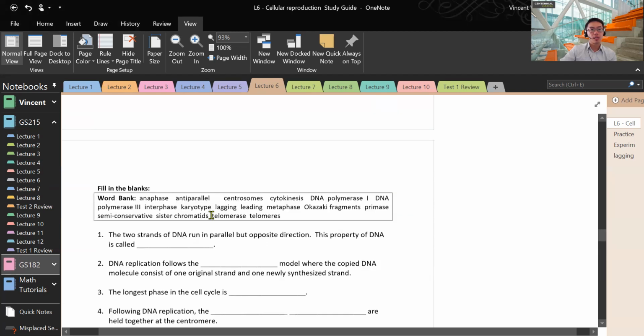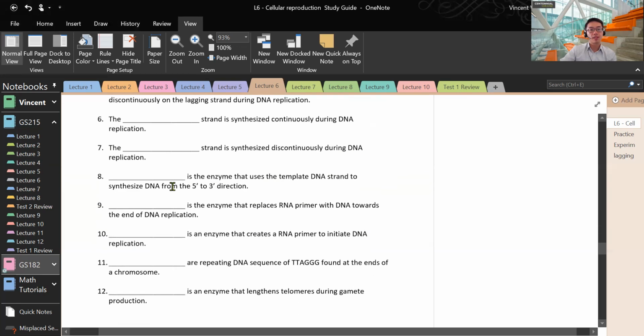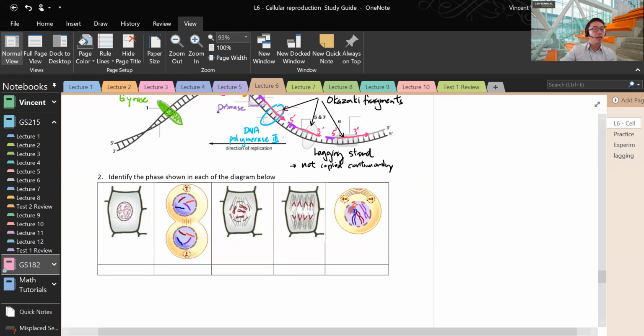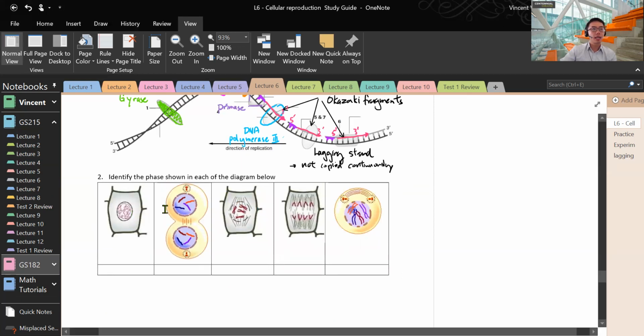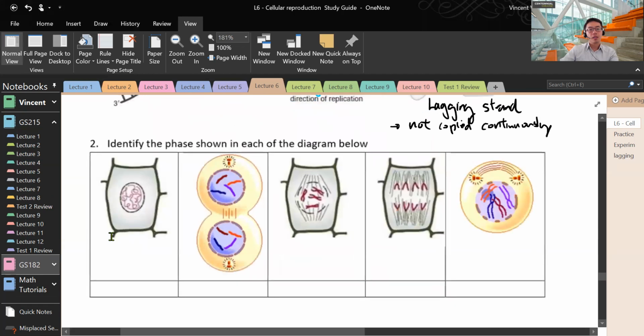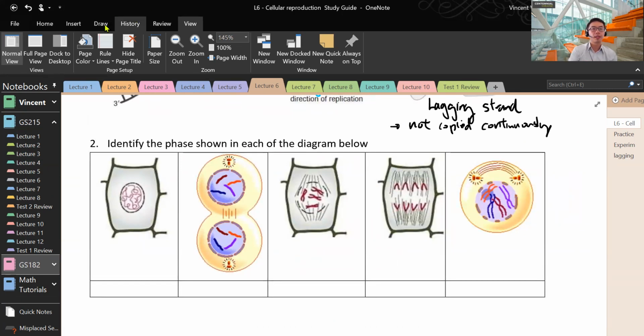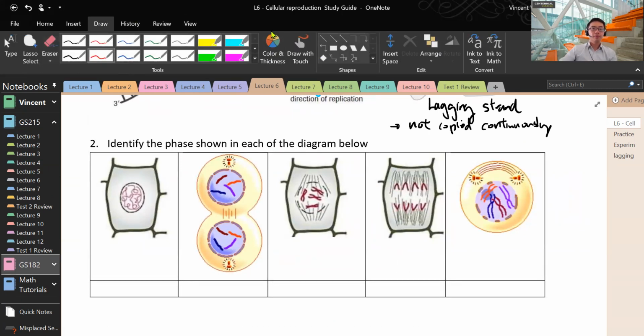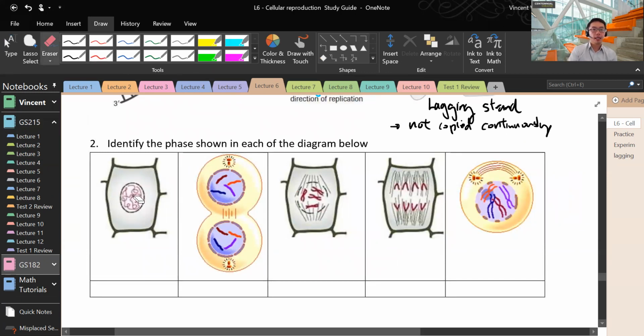I will post the fill in the blanks later so you can check it yourself. And there's just one thing left to do, which is to identify the pictures here in the diagram. Okay. So first one, this is a plant cell, first of all, and you can't really see the individual chromosomes yet. They are still kind of uncondensed. So I'm going to say this is interphase.